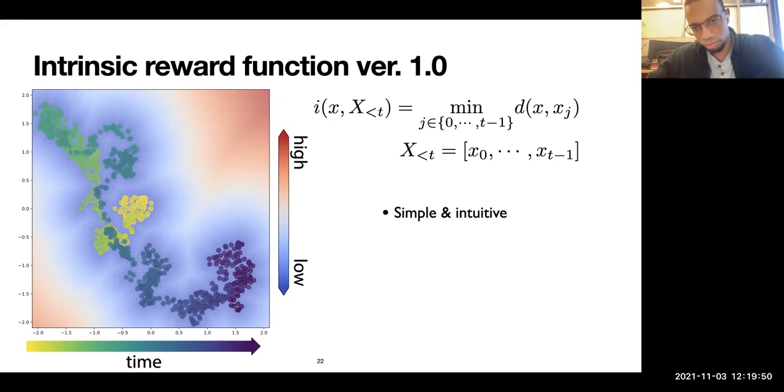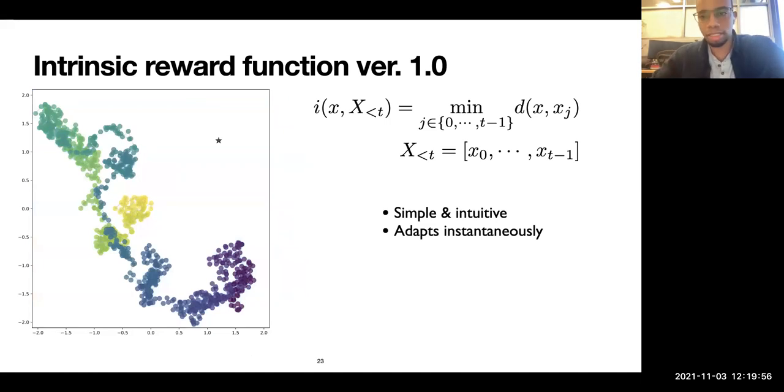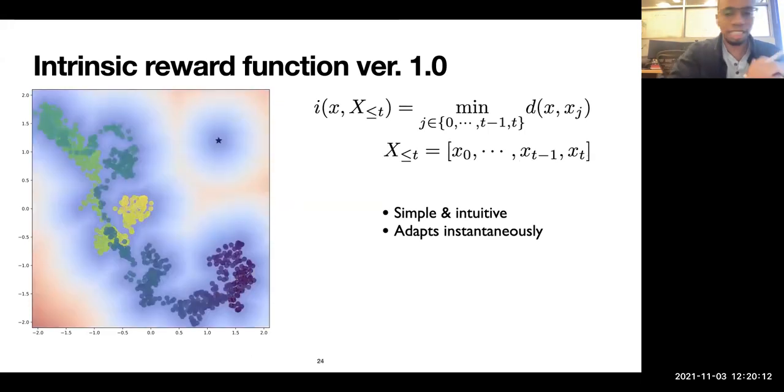So this form of reward function has a lot of nice properties. One, it's very simple and intuitive. Two, it adapts instantaneously. As I mentioned earlier, previously proposed reward functions rely on some deep neural network that needs to be optimized. But here it's pretty straightforward. Suppose the agent visits a new state, denoted by this black star. To update the reward function, we just add that point to memory, and now our reward landscape adapts instantaneously. So no optimization subroutines are needed.